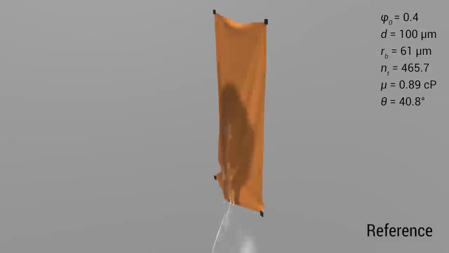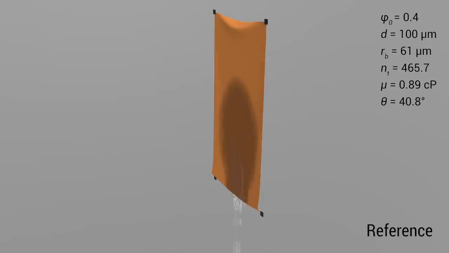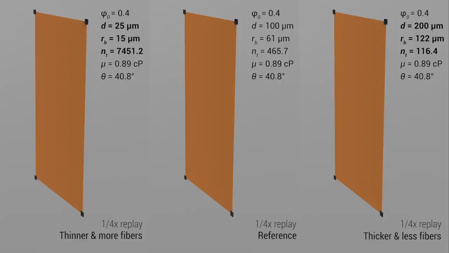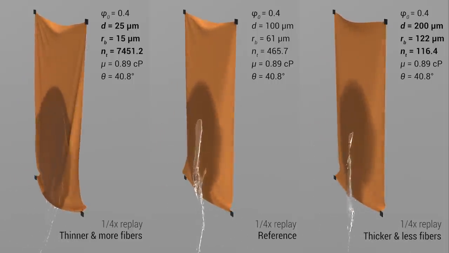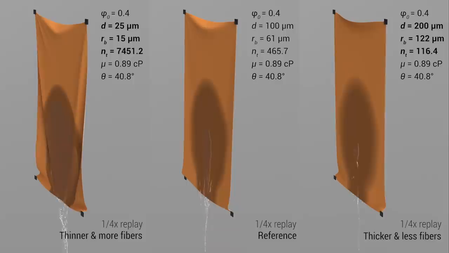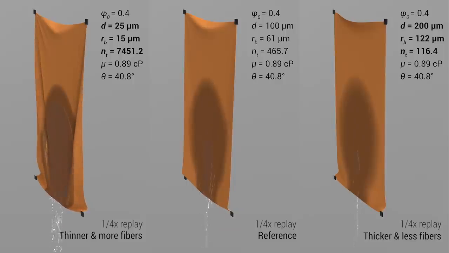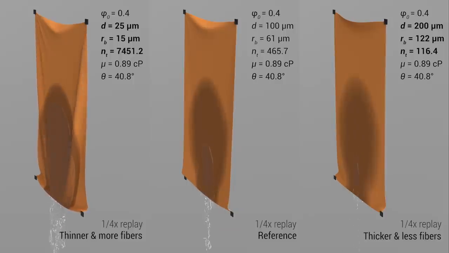Here we compare simulations with different parameters that vary from the reference. As we adjust the fiber diameter D, we hold the solid fraction phi0 constant by adjusting other parameters. The cloth with thicker and fewer yarns is more readily penetrated by liquid, and the liquid exhibits a longer wicking distance.